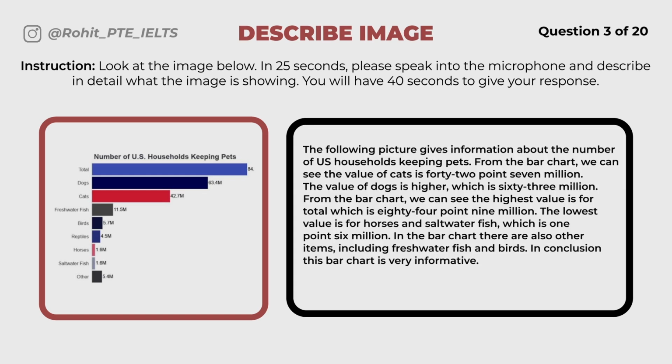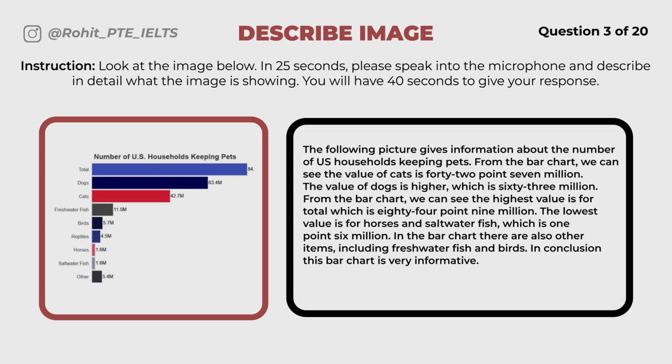The following picture gives information about the number of U.S. households keeping pets. From the bar chart, we can see the value of cats is 42.7 million. The value of dogs is higher, which is 63 million. From the bar chart, we can see the highest value is for total, which is 84.9 million.